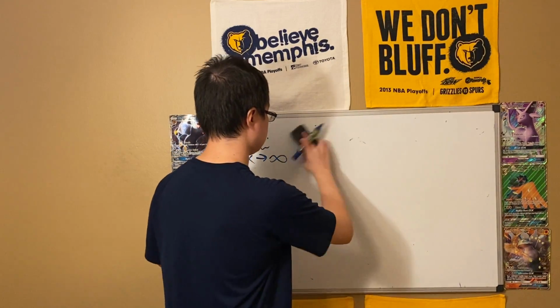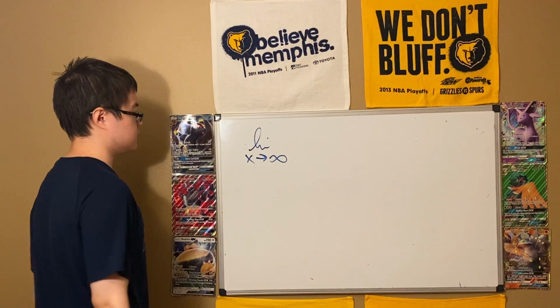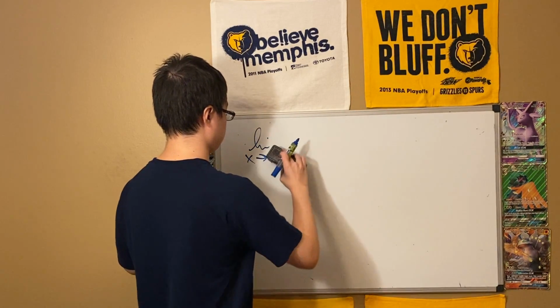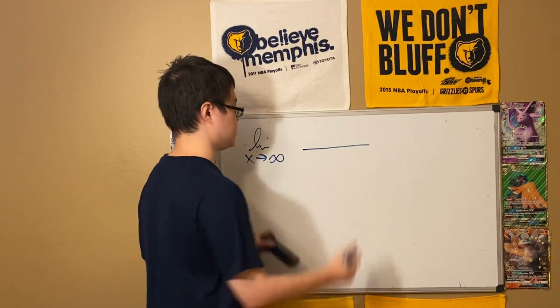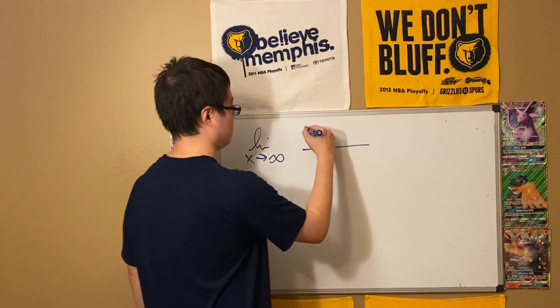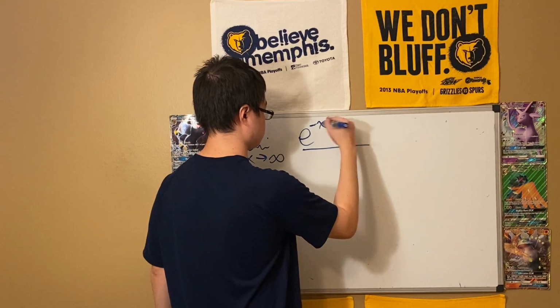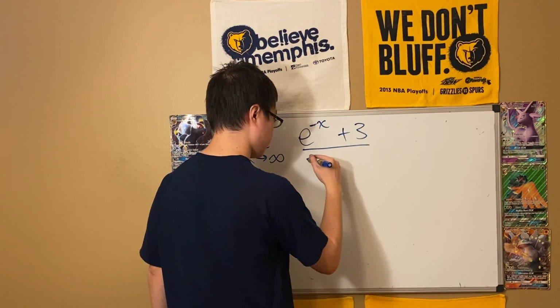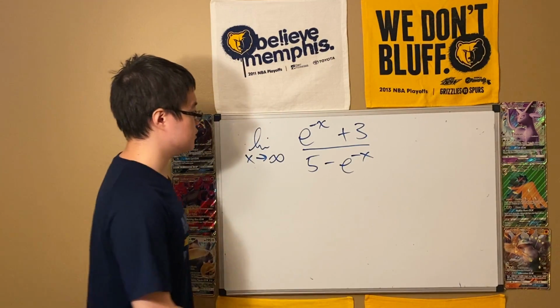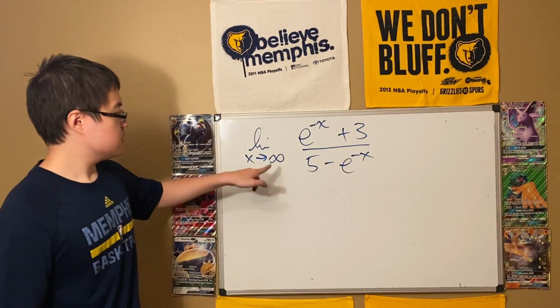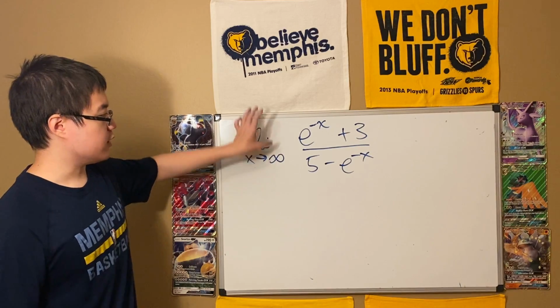So I have this question right here. Limit as x goes to infinity. Let's do negative infinity. Let's do infinity first. I keep changing my mind. Let's do e to the negative x plus 3 over 5 minus e to the minus 3. So this is my first question. Yeah, this is good. So what happens when we plug in infinity?